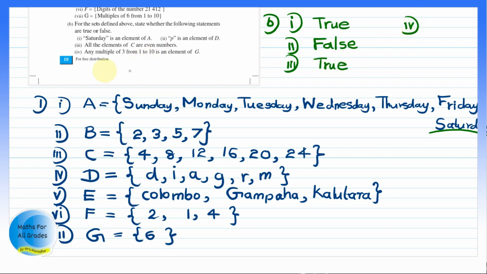Row number 4. Any multiple of 3 from 1 to 10 is an element of G. First of all, what are the multiples of 3 from 1 to 10? 3, 6, and 9. The next number is 12, but we can't write that down because it's greater than 10. Now let's look at the elements of G. We have only one element, number 6. So in the fourth statement, they are saying any multiple of 3 from 1 to 10 is an element of G. So it's false.